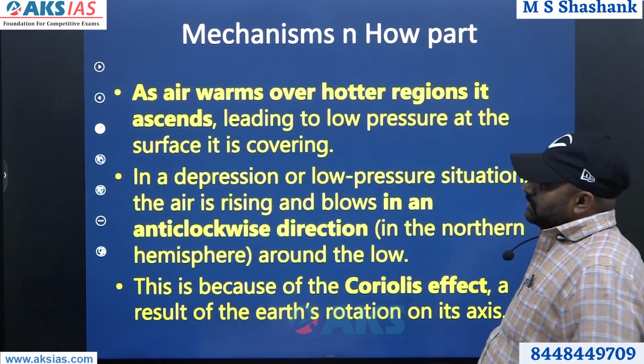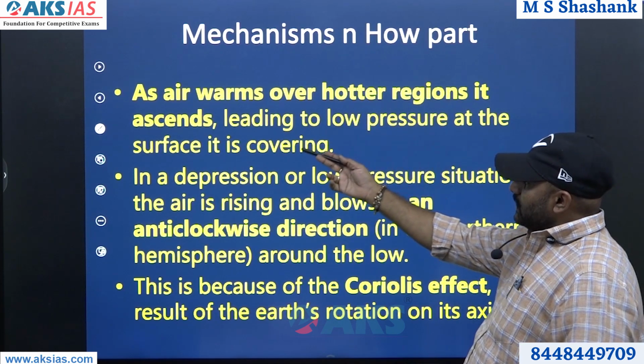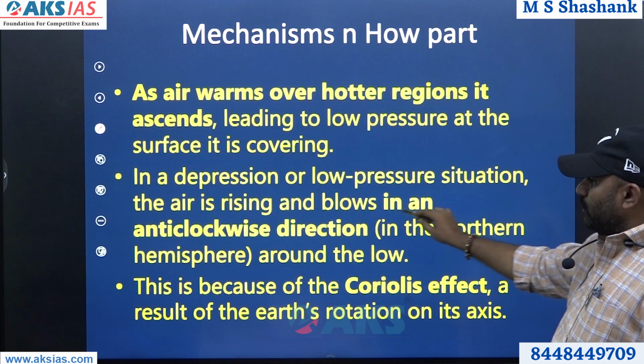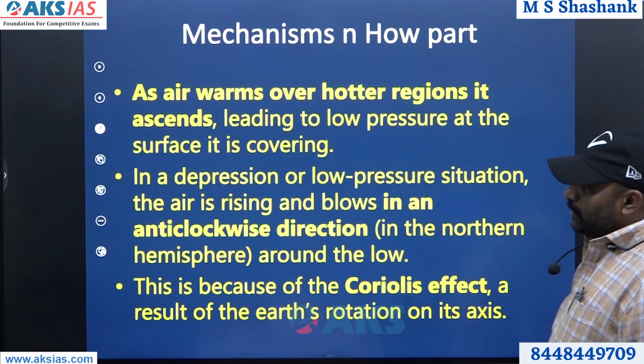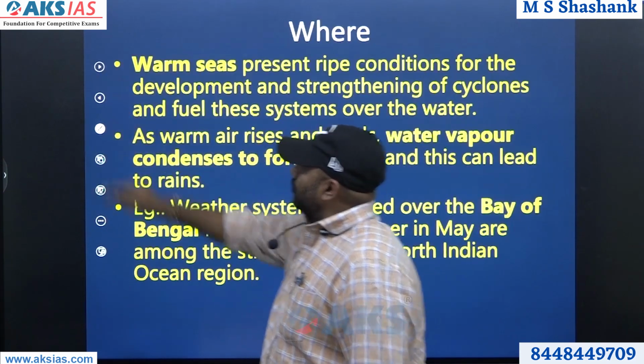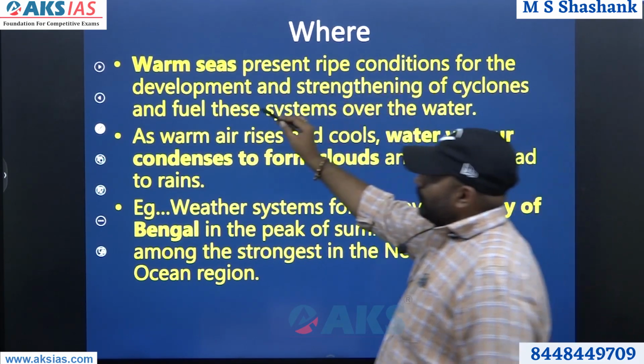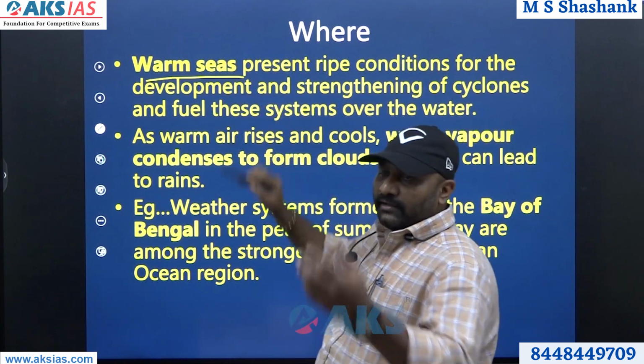What is the mechanism? As I told you, air warms over hotter regions, ascends, means moving up. In depression or low pressure situation, air is rising and moves in an anti-clockwise direction. That is called the Coriolis effect. That's told to you. Now, where does this happen? So warm seas where the temperatures are high.